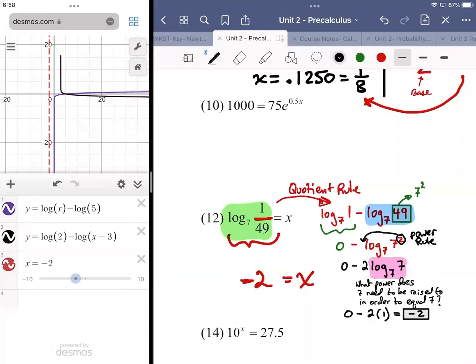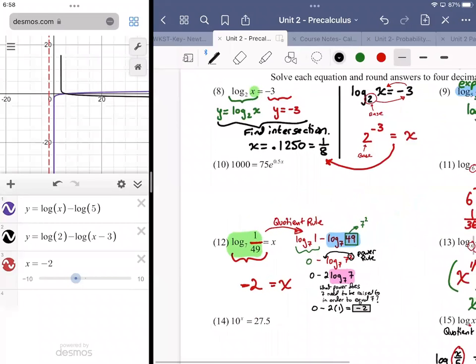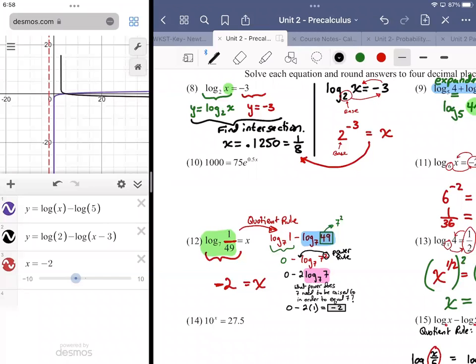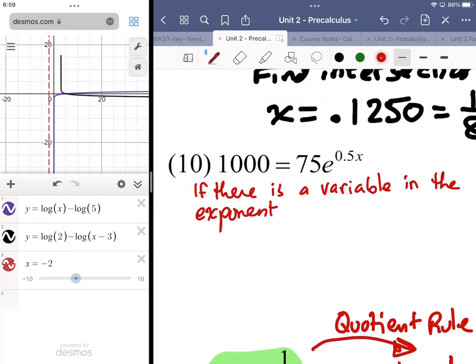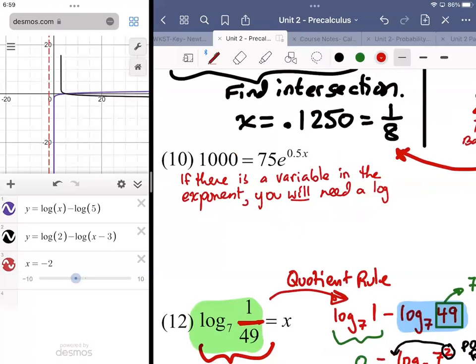These are actually the more challenging type of problems because they require a logarithm to solve, but they don't write it in logarithmic form. You need to be able to recognize that there are circumstances in which you would have to introduce a logarithm in order to get a solution. So if there is a variable in an exponent, you will need a logarithm to solve the equation.